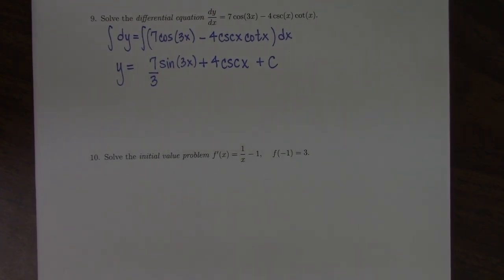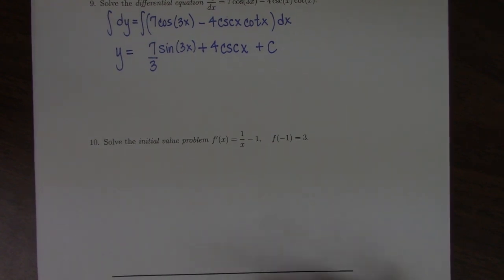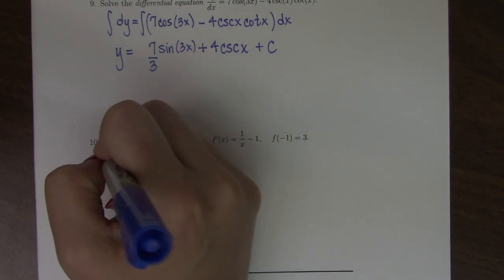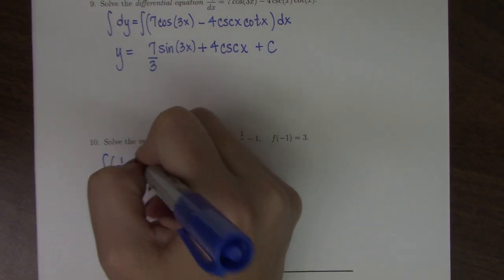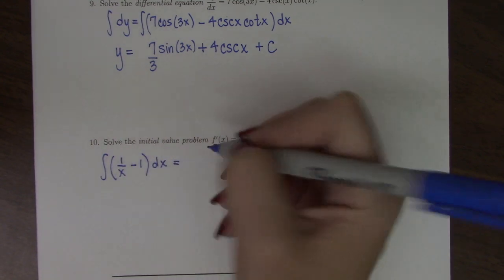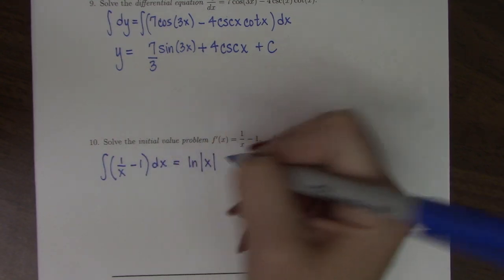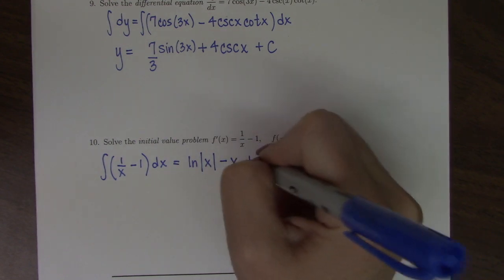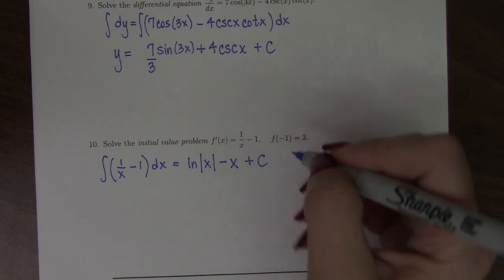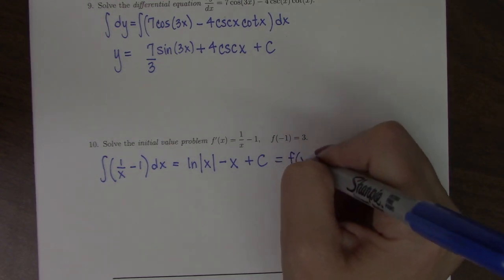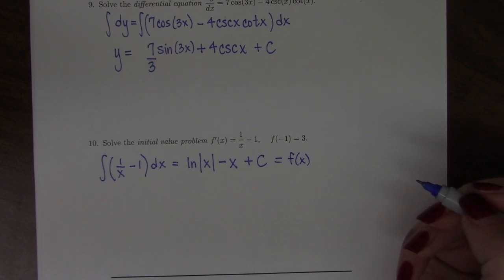Number 10 is another initial value problem. So to solve the initial value, that's the same thing as saying, give me the function and now find the actual exact value c. So we start by integrating the derivative that we see. So this is the natural log of the absolute value of x minus x plus c. And so this is the general solution for f of x.